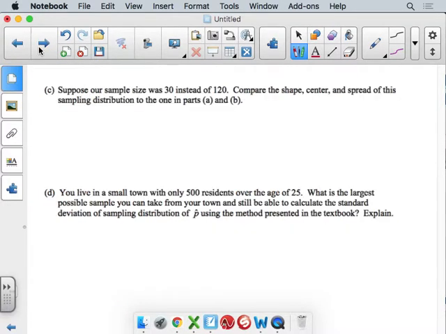Okay. So what happens if we changed our sample size to 30? What would happen? So instead of doing a sample size of 120, now we have 30.